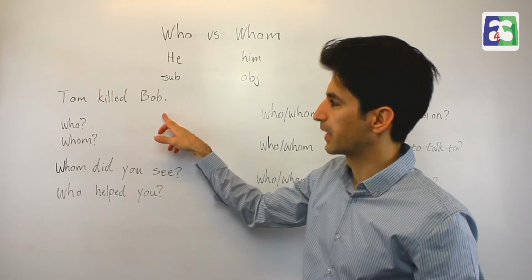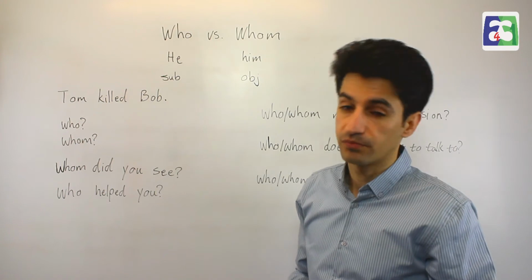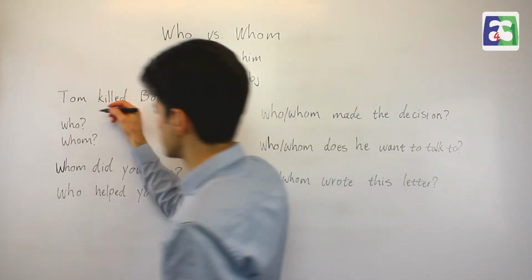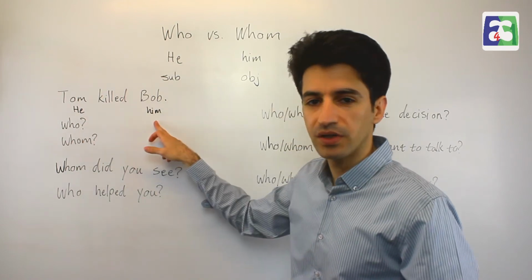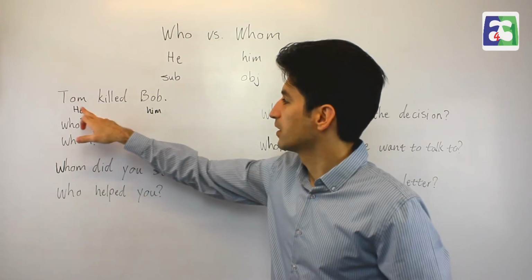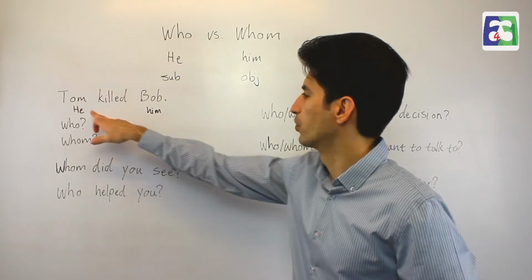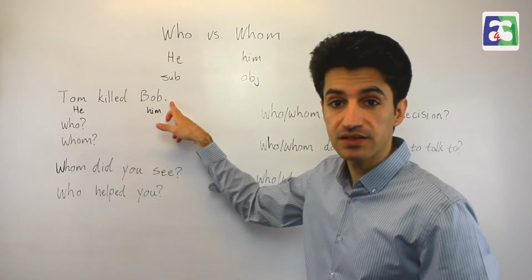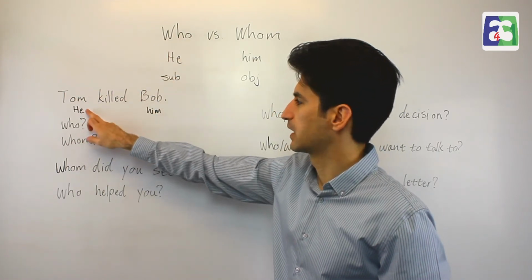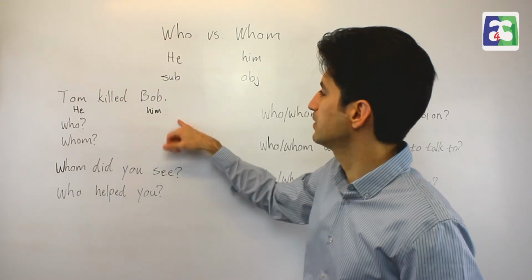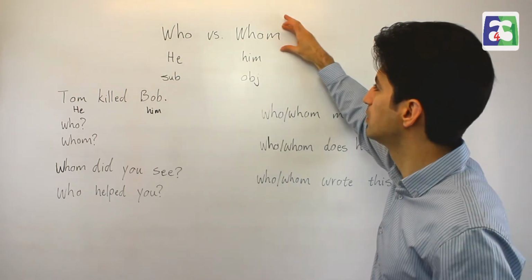He killed Bob. So if I rewrite this with the subject and object pronouns, then I would write he killed Bob, or Tom killed him, or he killed him. So I can replace these with these. Tom killed him, or he killed Bob. So Tom or he, if he's not in the sentence, we ask for it by using who. And if Bob or him is not in the sentence, then we ask for it by using whom.